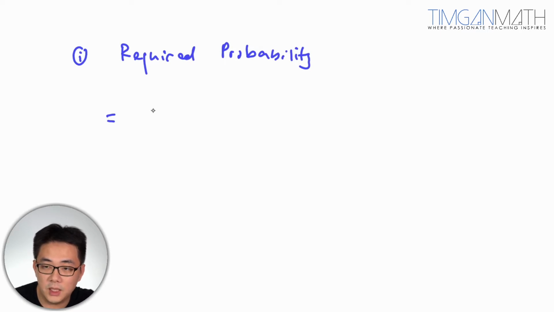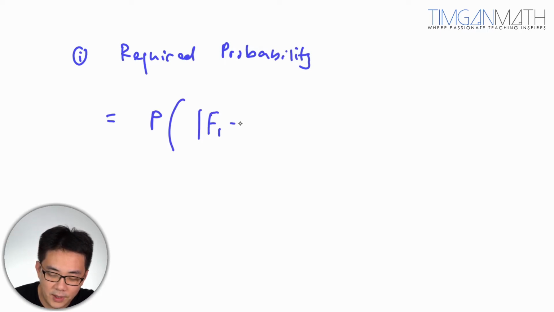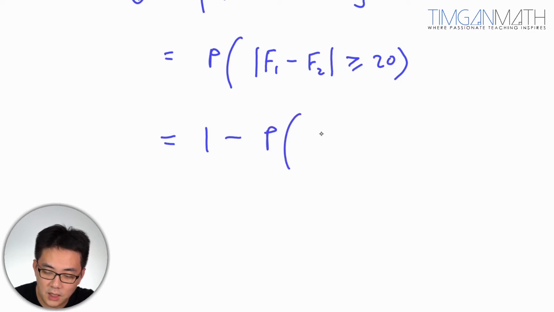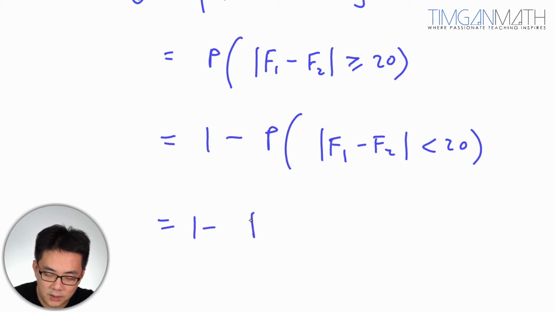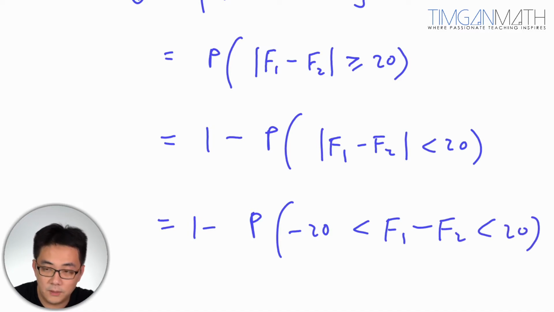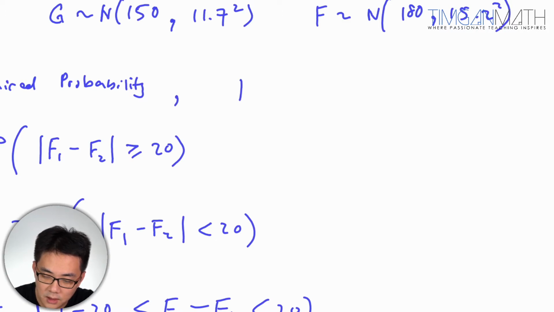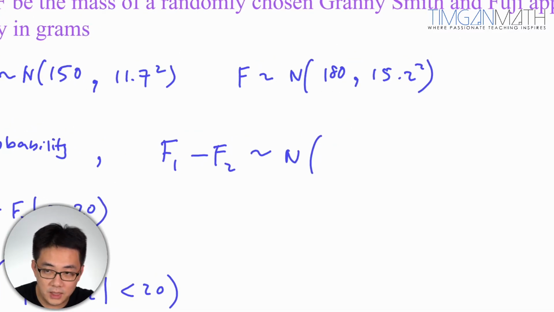Required probability is P of the modulus of F1 minus F2 being at least 20. If you were to do this properly, this is 1 minus P of the modulus of F1 minus F2 less than 20, which is 1 minus P of negative 20 less than F1 minus F2 less than 20. Great. So we know that F1 minus F2 has mean 0, because of the expectation, and variance twice of 15.2 squared.